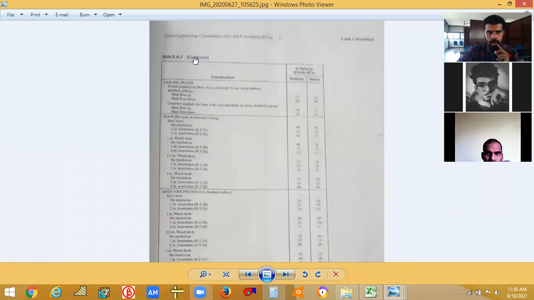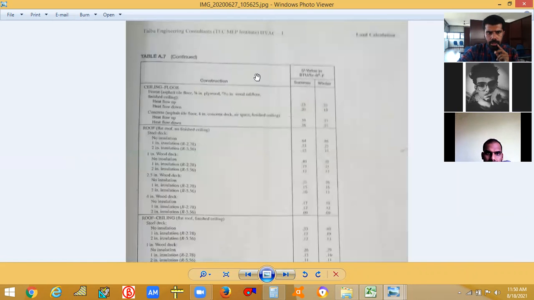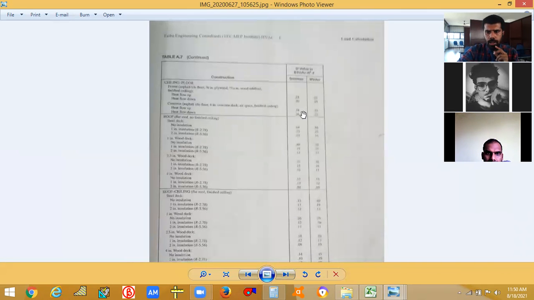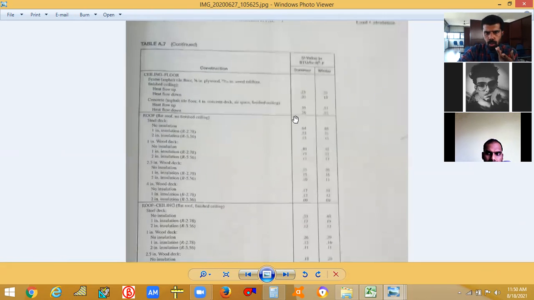So this is for you. These are the different U values, corresponding to floor or ceiling, roof. These are different materials. According to those different materials, you can choose the U value from this tabular column.